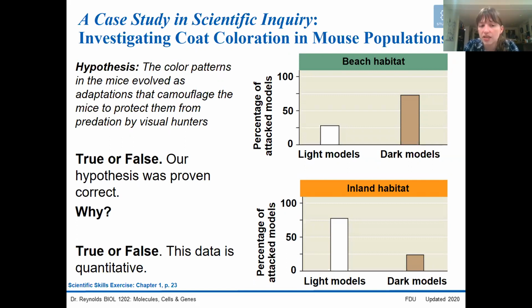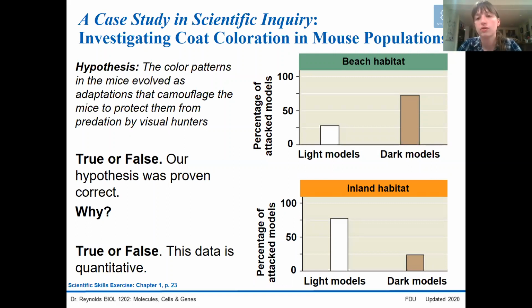True or false, the data is quantitative. In this case, I would argue this is true. This is quantitative data because you are measuring the number of mice that you're capturing. So even though there's some aspect to this owl who's making a decision here, because we are actually counting numbers and determining the percentage of these individual mice, this is going to be quantitative: quantities, numbers, measurements, indisputable values that we can use.